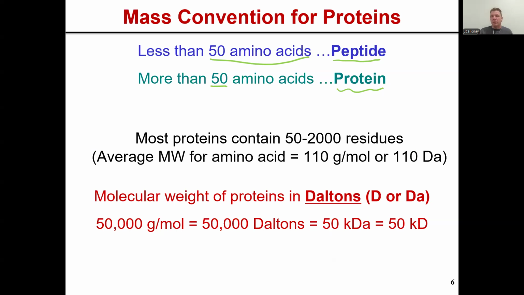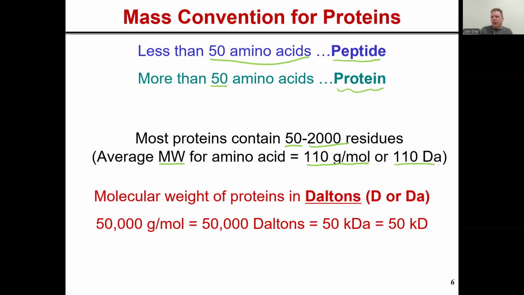Now, with that in mind, let's say I'm talking about hemoglobin. I'll talk about a peptide or a region of that protein. I'll say this, 10 amino acid long peptide, because it's a part of the protein. Now, most proteins contain 50 to 2,000 residues, or 50 to 2,000 amino acids. The average molecular weight for an amino acid is 110 grams per mole. Okay, so that's your molar mass.